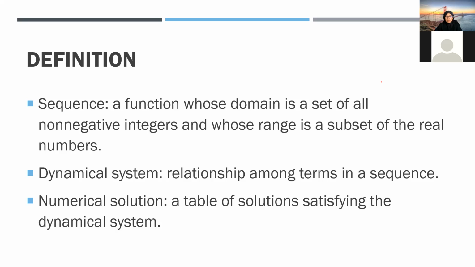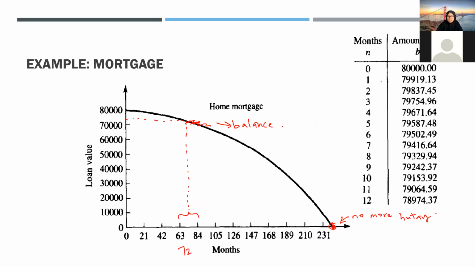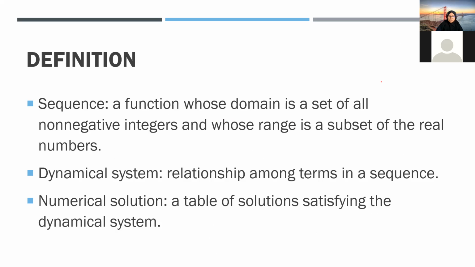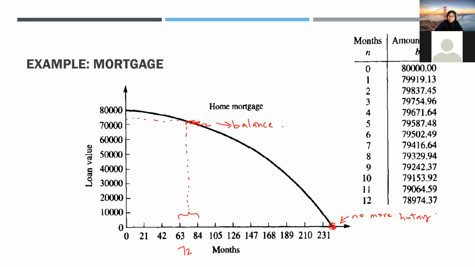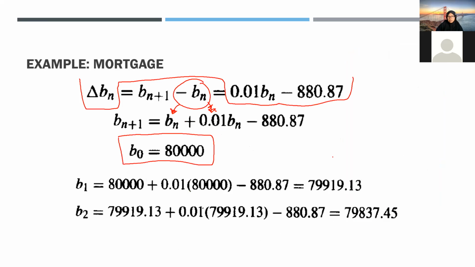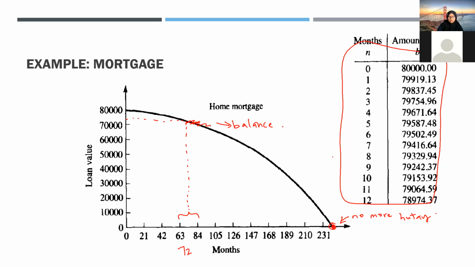And dynamical system is the relationship among the terms in a sequence that we did just now, the proportionality. And numerical solution is a table of solutions satisfying the dynamical system, like what we did just now. Right here, this is our numerical solution. Why? Because we calculate this numerically by iteration. And this is our dynamical system, the relationship between the sequences.